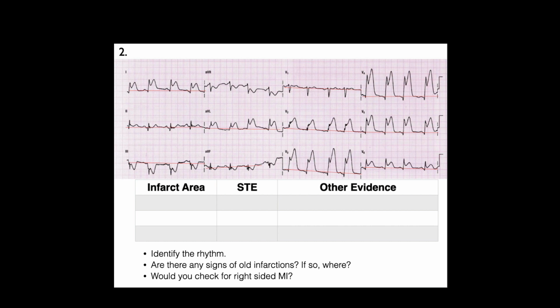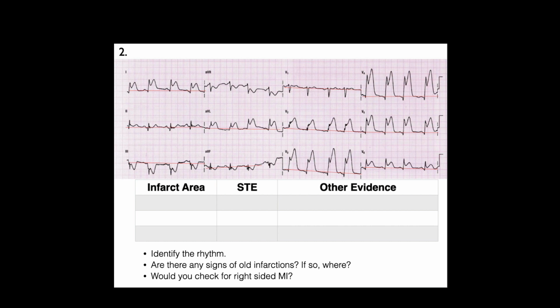There's lateral elevation in I, aVL, V5, V6. Anterior with V3 and V4, and there's possibly some septal with V2, but there's nothing in V1. Correct. And there's reciprocal changes in the inferior leads. And what does that relate to? What's that evidence for? The lateral. Okay, good.